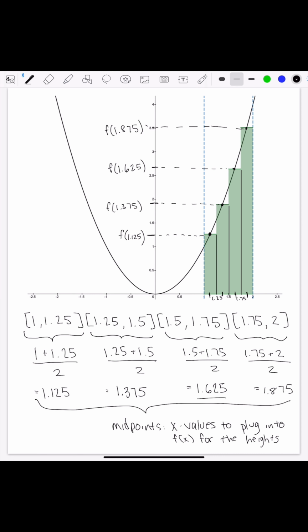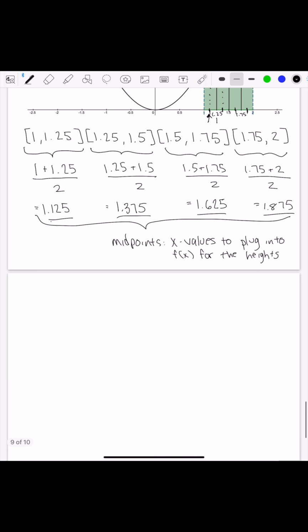It's so important that you don't mistakenly think that 1.125, 1.375, 1.625 and 1.875 are your heights, because they're not. That's the x value where the height is. So you have to plug that x value into your function, which in this case, remember, is f of x equals x squared, in order to get the heights. So let's do that next.